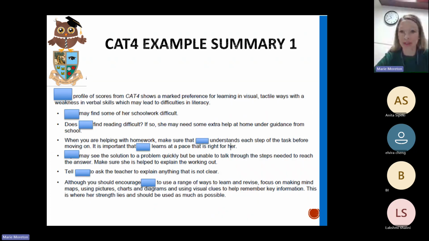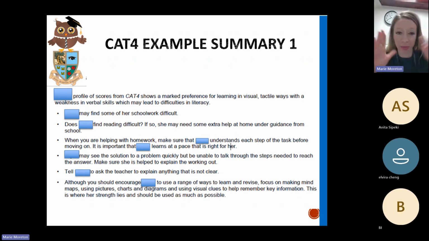This is the kind of information that you will get in the written part of your parent report when you receive it after half term. So it will interpret a little bit the graph that you will get, with the bar graph, and it will give you some ideas for helping with homework. I'm going to move this one away.